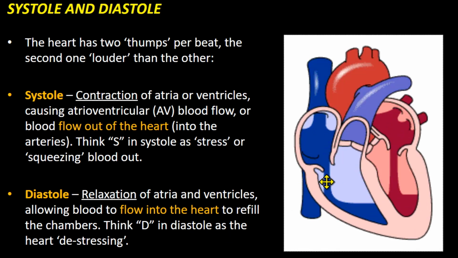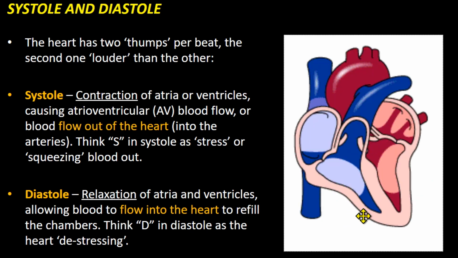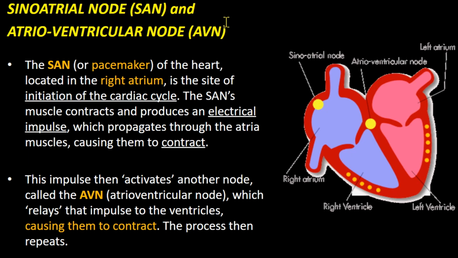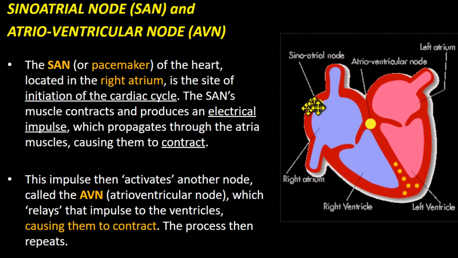Diastole, on the other hand, is the relaxation of the atria and ventricles, allowing blood to flow into the heart. So blood would refill the chambers at this point. So think D in diastole as the heart de-stressing. There are two electrical nodes in the heart called the sinoatrial node or the SAN and the atrioventricular node or the AVN. So the SAN or the pacemaker, which you see in here, is located in the right atrium.